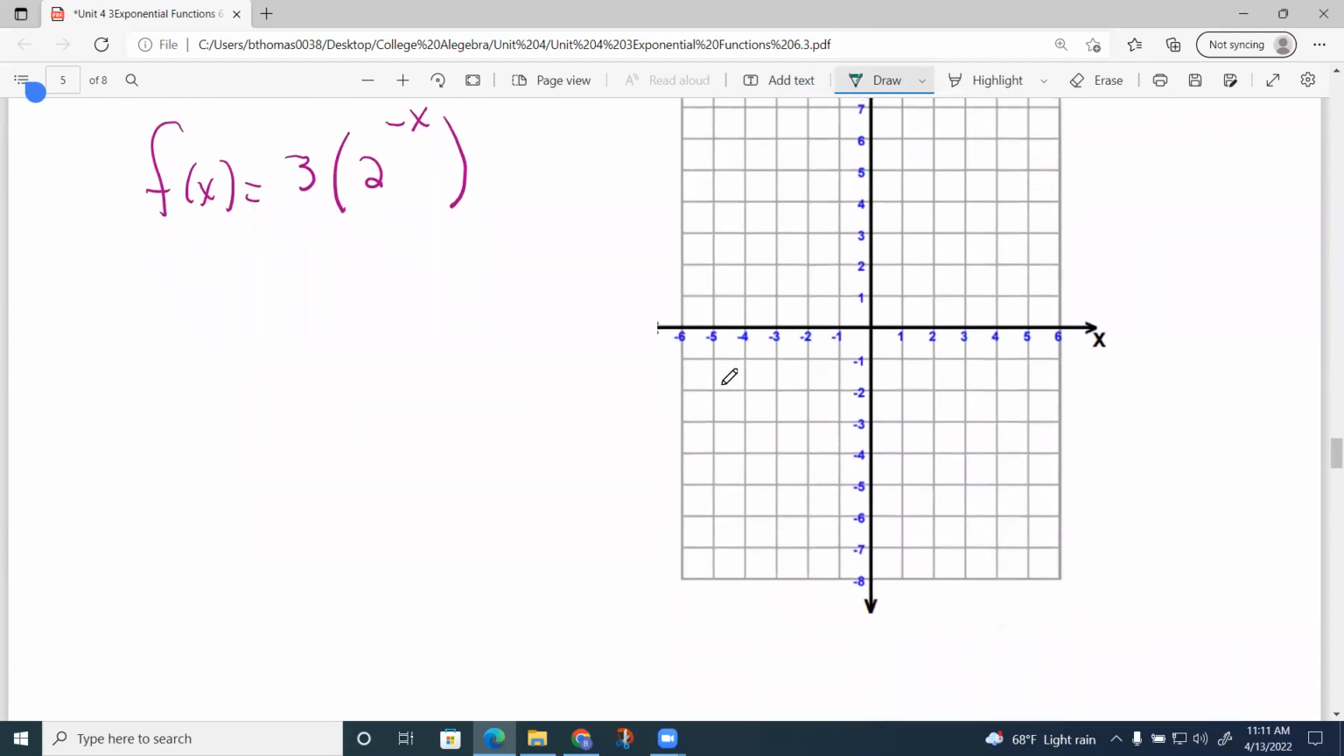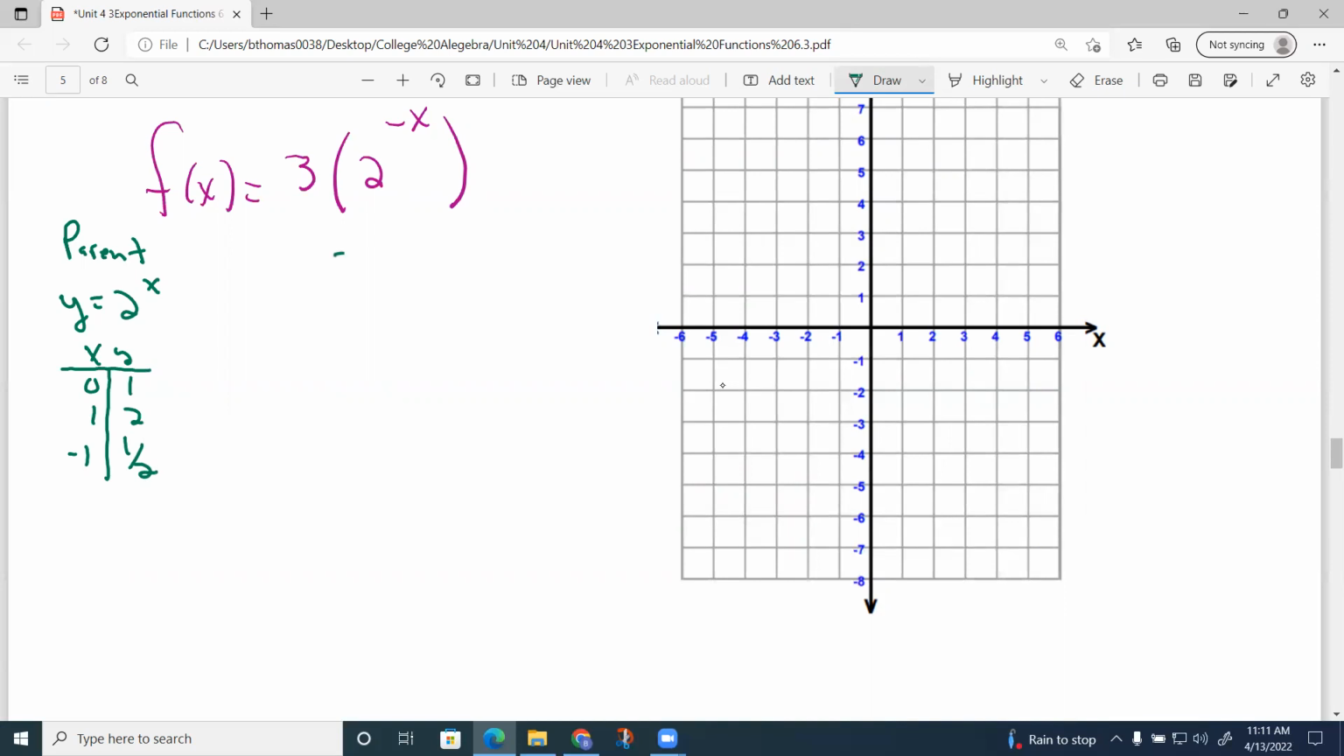So if we want to graph f of x equals 3 times 2 to the -x, the first thing again is identifying our parent function. What is our parent function? If we strip away the transformations, we just have y equals 2 to the x as our parent function again. As far as ordered pairs go, (0, 1) is an ordered pair, (1, 2) is an ordered pair, and (-1, 1/2) is an ordered pair.